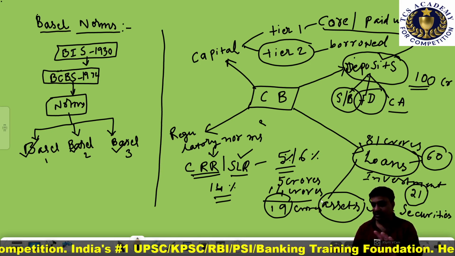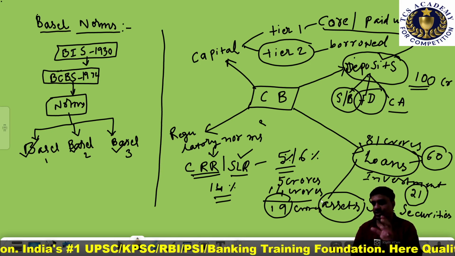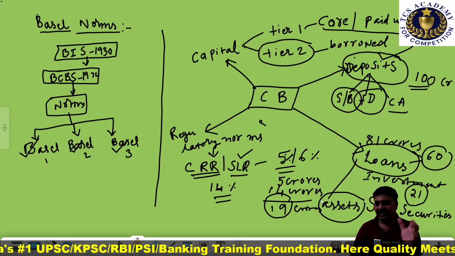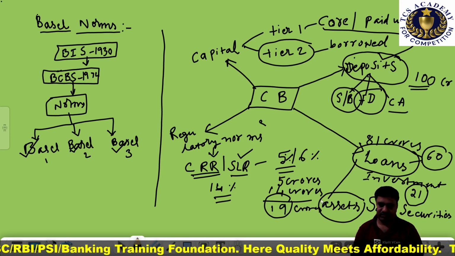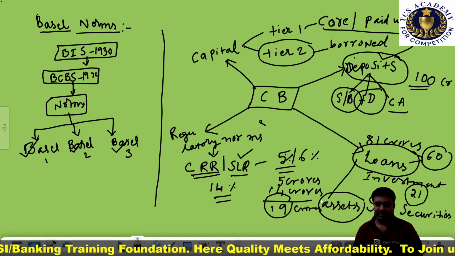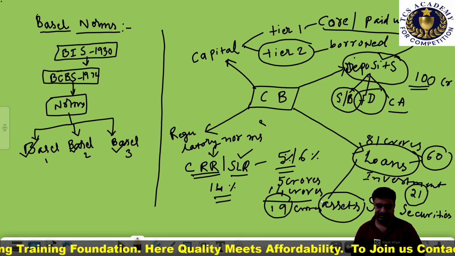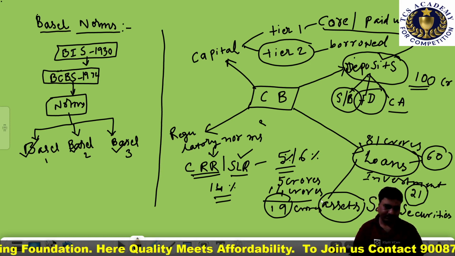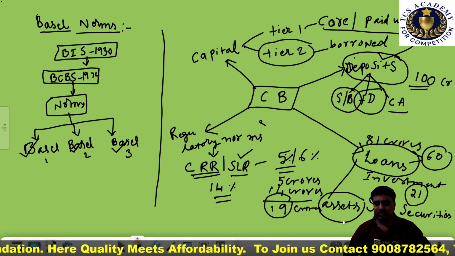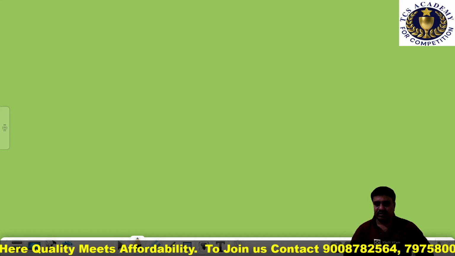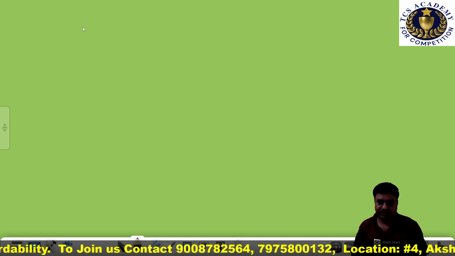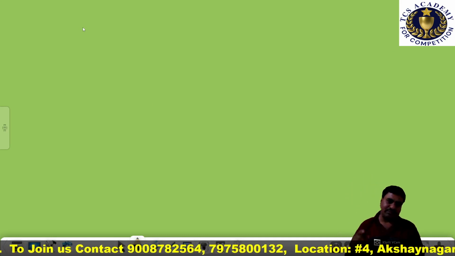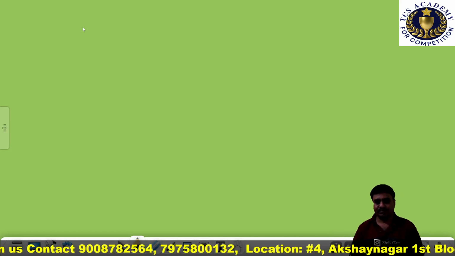So the key concentration here: loans are assets for the bank. This is the basic understanding of how the bank works. Clear? So now let's move on to Basel 1. As I told you, there are 3 Basel norms issued by the BCBS: Basel 1, Basel 2 and Basel 3.